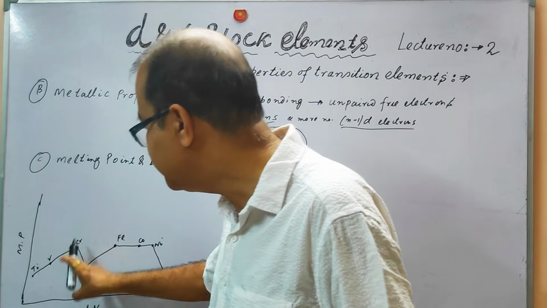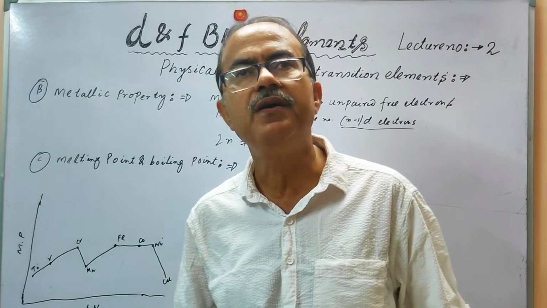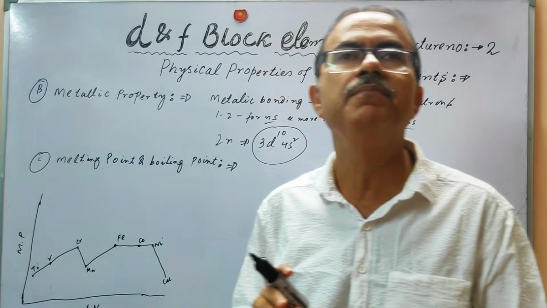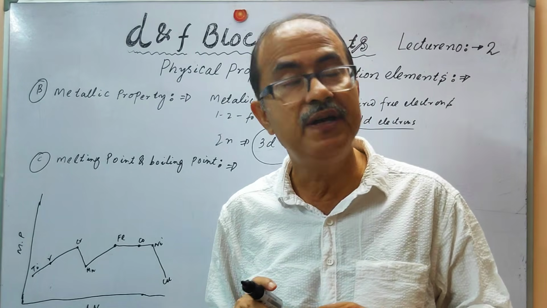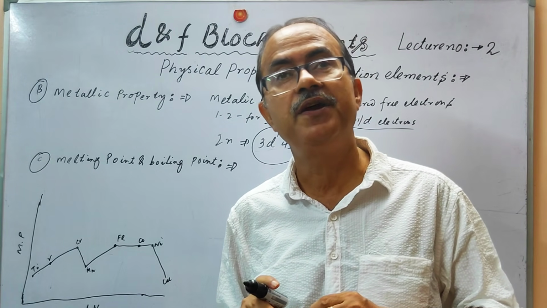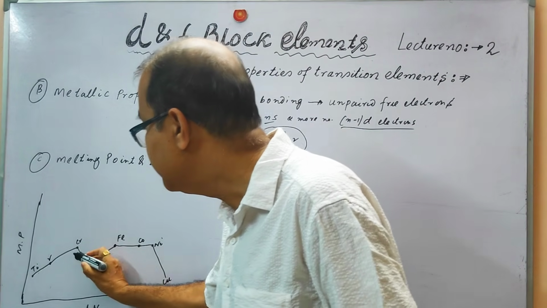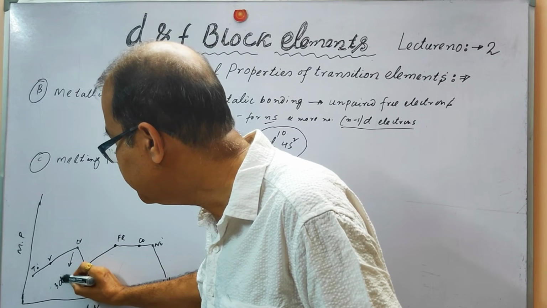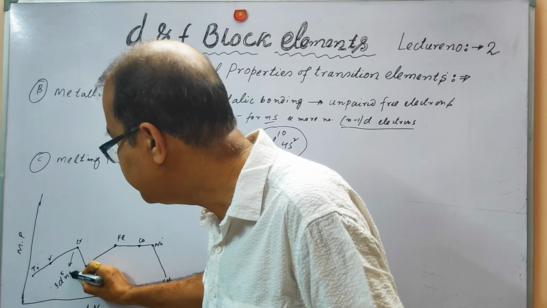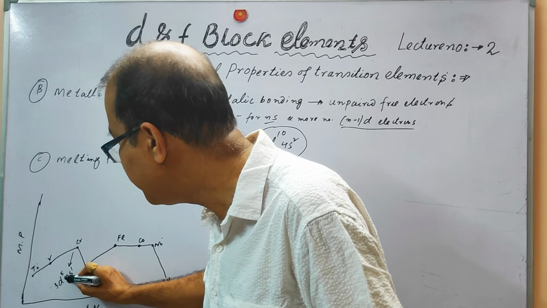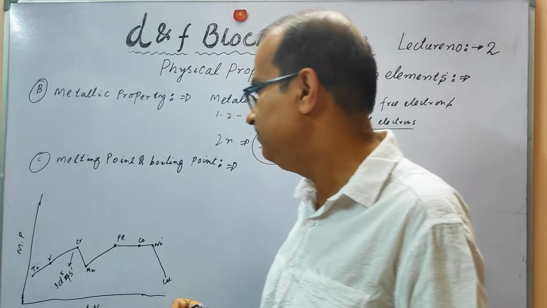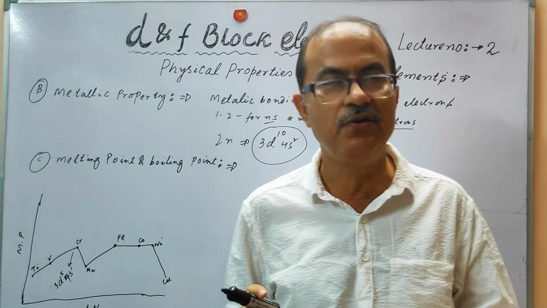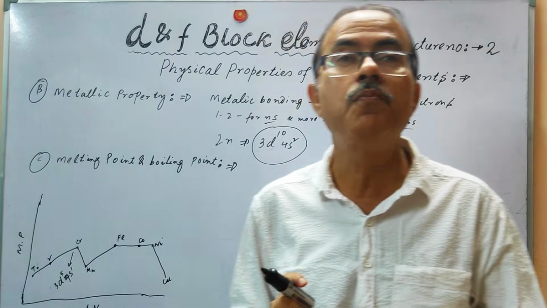what we find at the middle of the series, at chromium, is an increase of the melting point, and this is due to this fact: here you will find the maximum number of unpaired electrons. You know the electronic configuration is 3d5 4s1. So there is a maximum number of unpaired electrons, and there is a more strong metallic bonding.